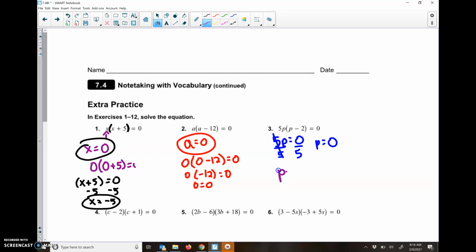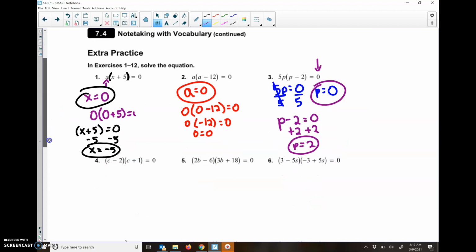Same thing, you can double check your work. And then I set my other parentheses equal to 0. So p minus 2 equals 0. Add 2 to each side. My other answer could be 2. So p could either be 0 or p could be 2, and that ends up equaling 0 for this problem.